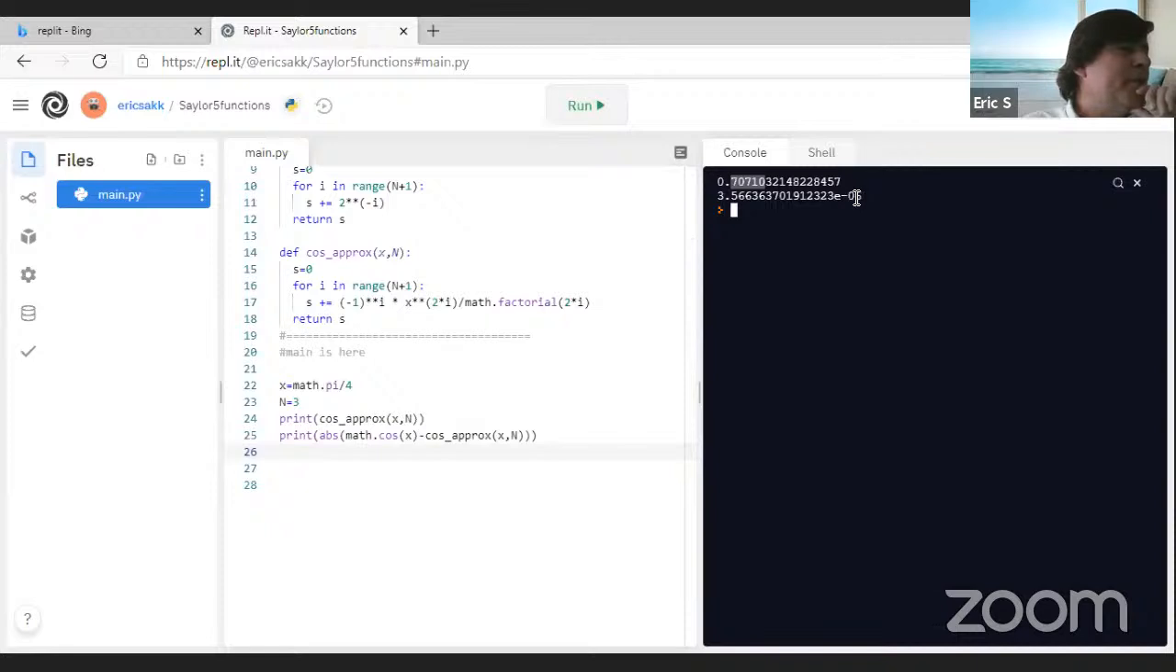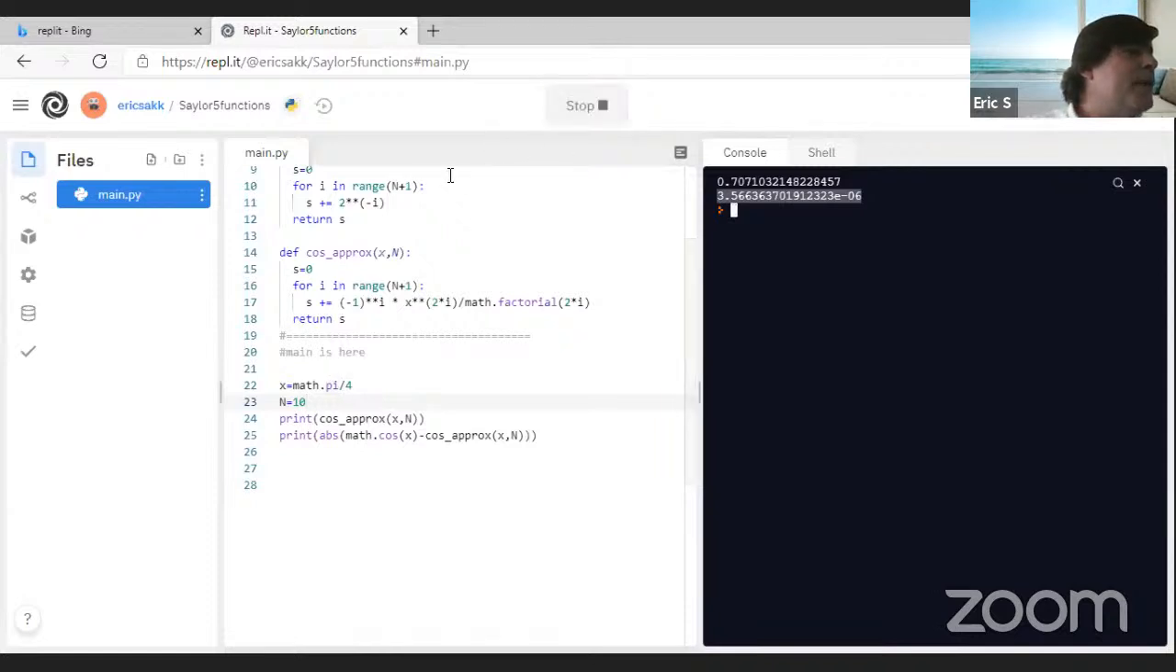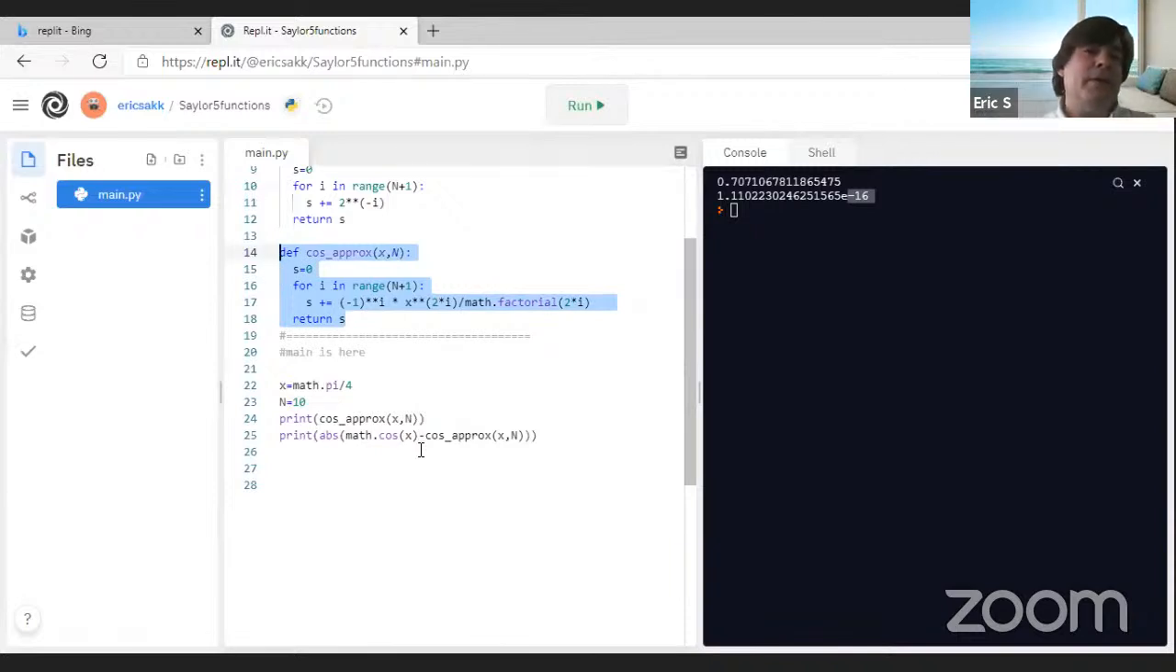So now the difference between the cosine function that the math module computes and the one that we just constructed through this series approximation, we're good to about 6 decimal places. They're actually very, very close. If I go ahead and take more terms, like let's take 10 terms now, so that summation would go out over 10 terms, which would give us a better approximation. Let's see what happens here. Now we get a better approximation out to 16 decimal places. So it looks like this function that we've written actually approximates the cosine function.